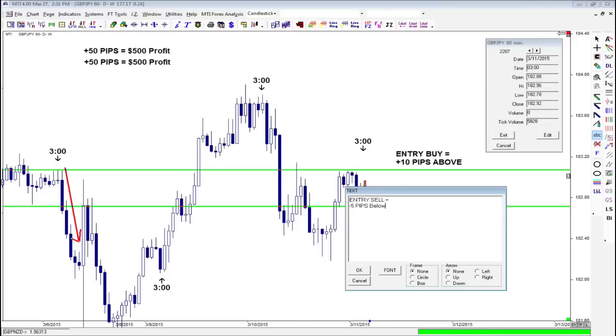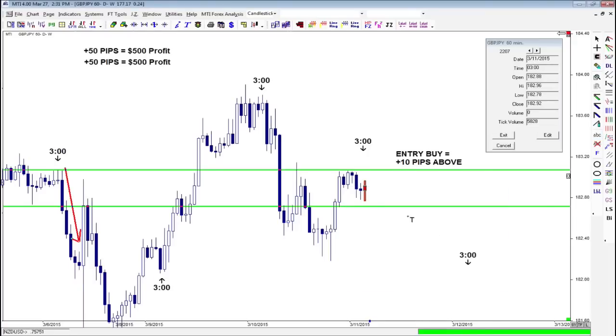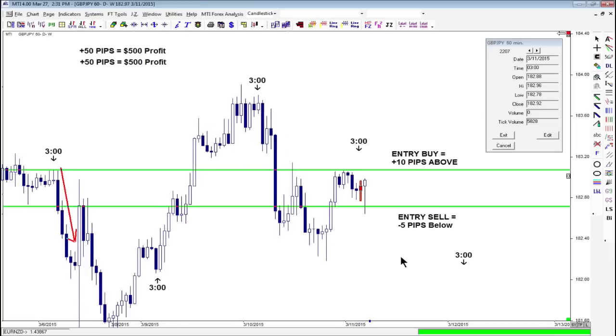Great. I appreciate those of you who are responding, interacting, and helping me out. So entry sell, entry buy, 10 pips above, 5 pips below, pending orders right now. Let's go ahead in here. Let's see what's going to happen now.